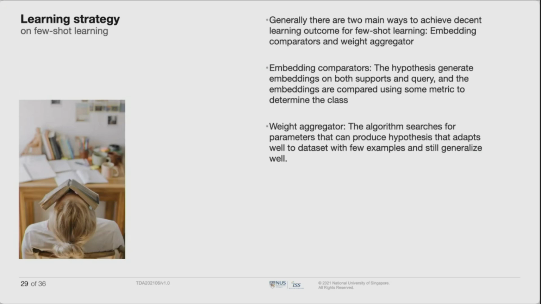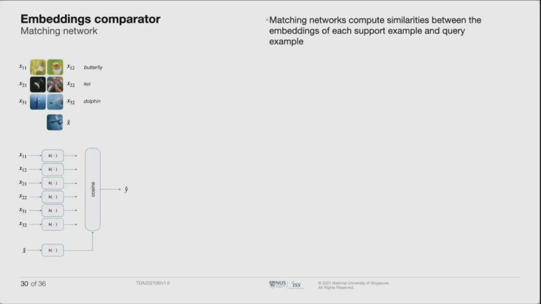For today, to reduce the dose of mathematics in this talk and due to time constraints, I will only briefly introduce 3 methods in embedding comparators. The first one is called matching network. Here we are trying to do a 3-way 2-shot classification. There are 3 classes: butterfly, koi, and dolphin. Each class has 2 images. X hat is the query image we want to classify.